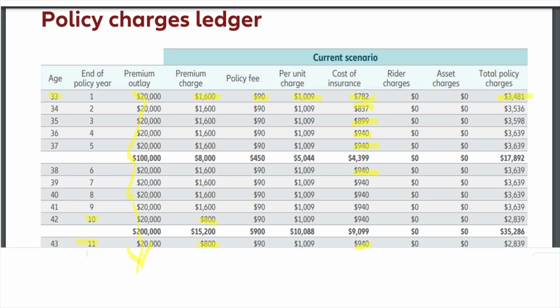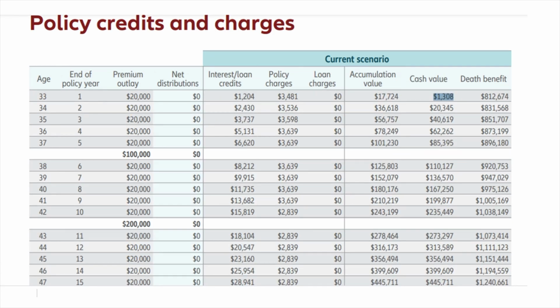Okay, but don't fret. Please don't fret. Let's move on. What happens? What's the good news here? I'm going back down. This is called policy credits and charges for this particular carrier. Oh, look at that. 3,481 in year one sits there under policy charges.